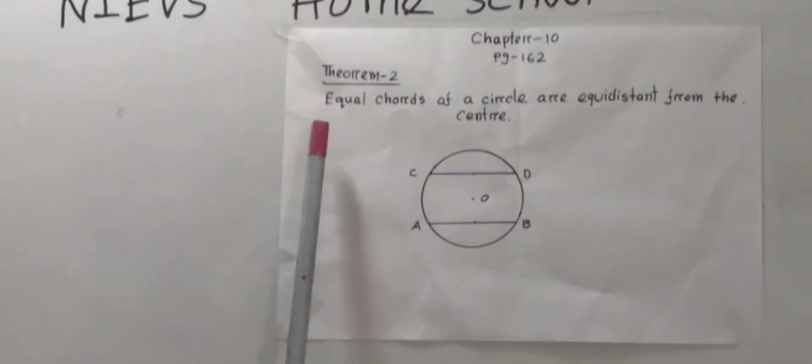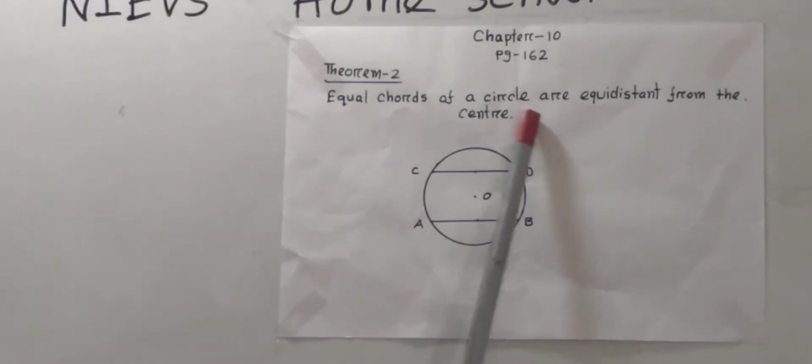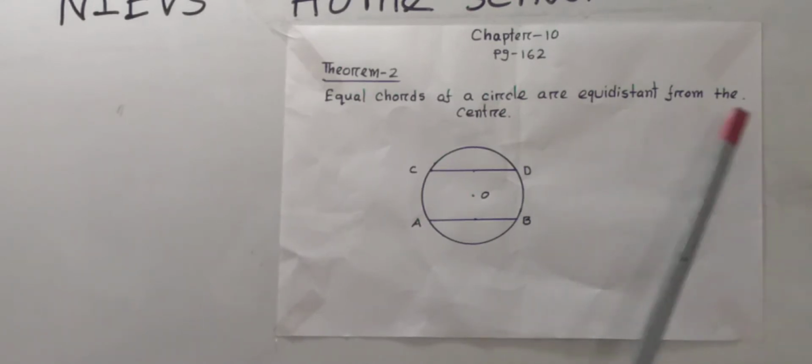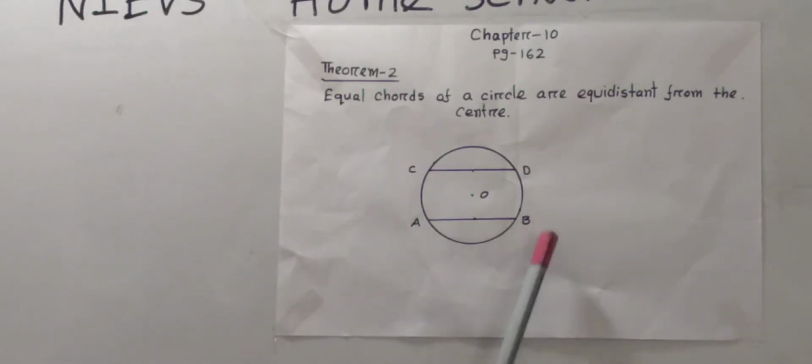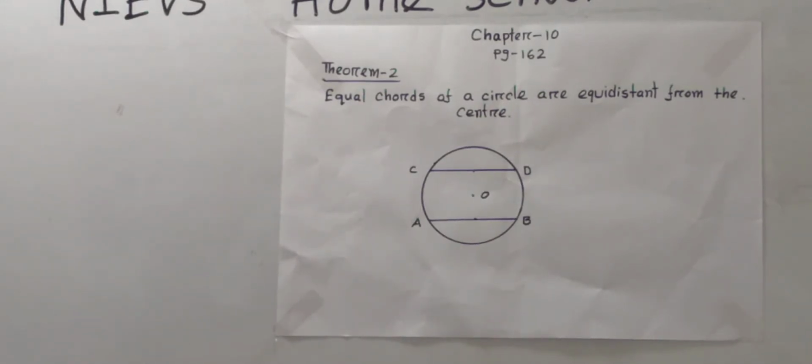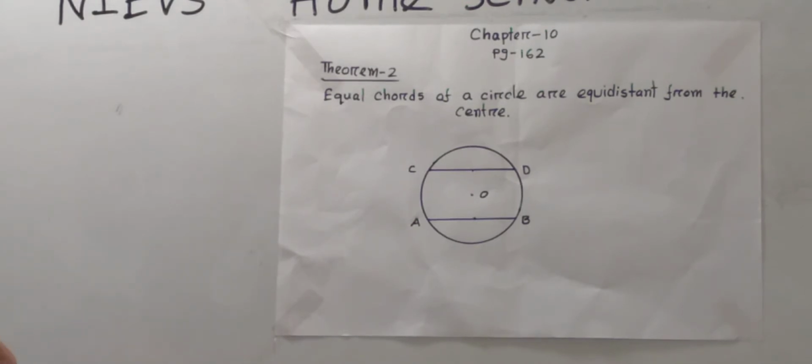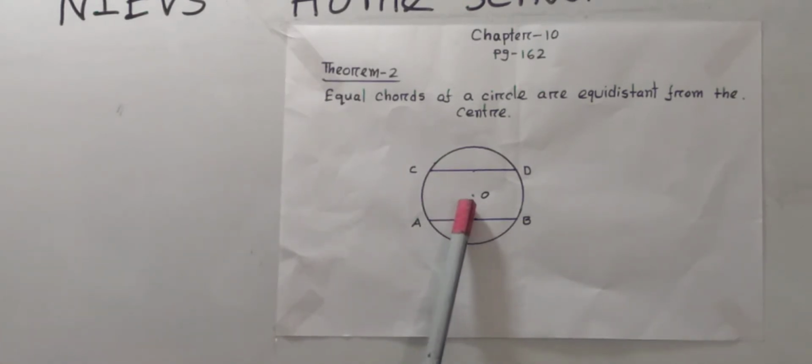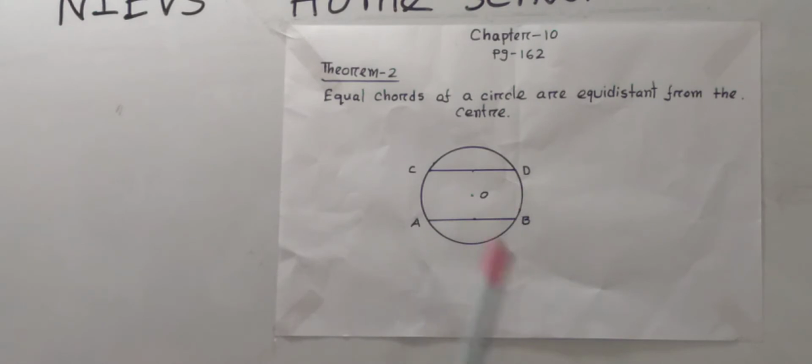Look, Theorem 2: equal chords of a circle are equidistant from the center. Suppose AB and CD are the equal chords. Okay, you know what is a chord? Any line segment joining any two points of a circle is called a chord. You know it. Look, O is the center. In a circle, the point whose position is fixed within it is called the center.